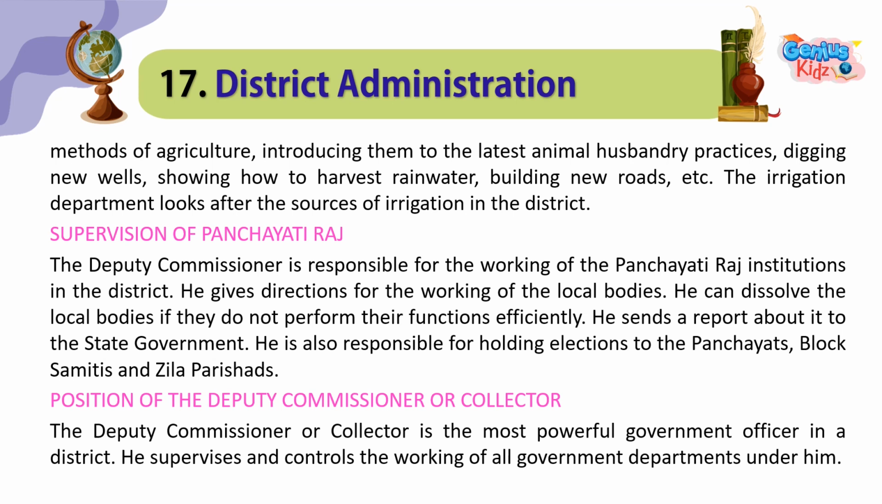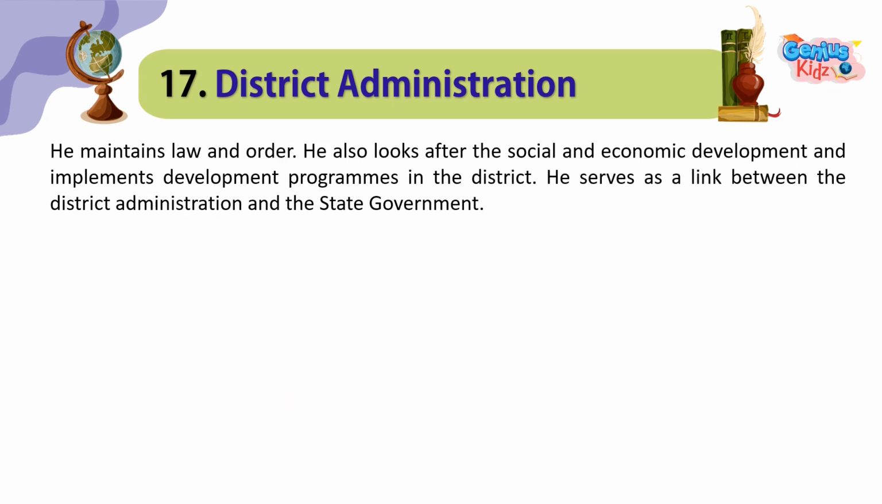Position of the Deputy Commissioner or Collector. The Deputy Commissioner or Collector is the most powerful government officer in a district. He supervises and controls the working of all government departments under him. He maintains law and order. He also looks after the social and economic development and implements development programs in the district. He serves as a link between the district administration and the state government.